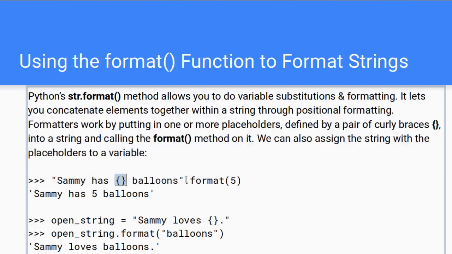So we call the format method on the string, and we give it enough arguments to fill out all our placeholders. We make sure we have the right number: not too many, not too few. After we run this, the format method will return to us a new string object: Sammy has 5 balloons. We can also put this string with the placeholder in it into a variable, and then just call format on our variable. We pass it our balloons. Sammy loves balloons.